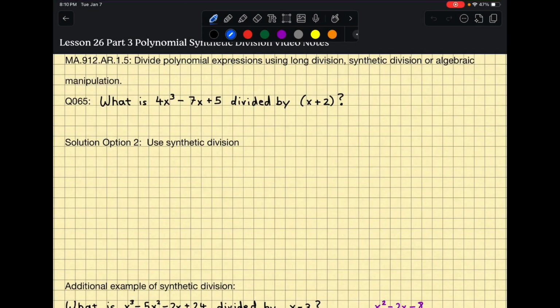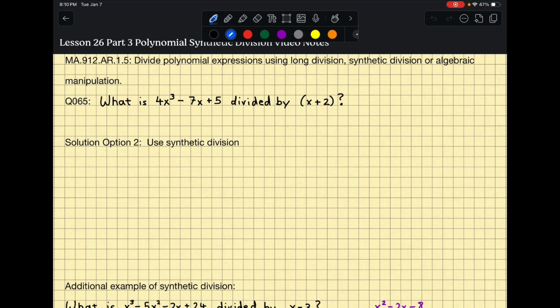So welcome back, everybody. This is part 3, or the last part of lesson 26, and this part has to do with polynomial synthetic division. Synthetic division is another way to divide polynomials. So we just did a lesson on long division. We're going to talk about synthetic division, and we can touch on the advantages and disadvantages of both.